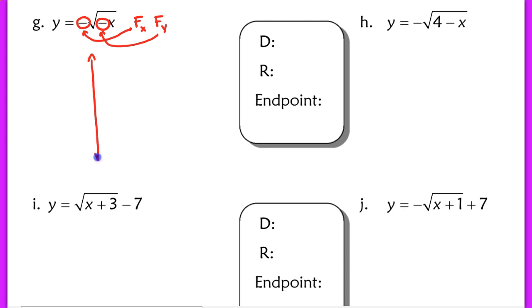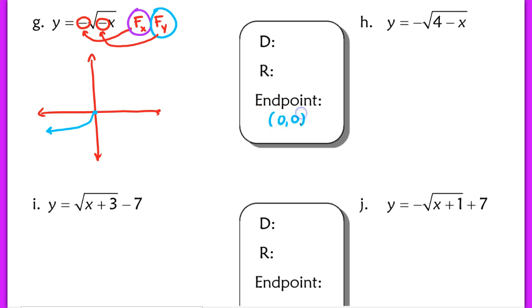So let's say we started with our mother function, which is going to open up and to the right. Well, we want to reflect that. Let's do this first one here in purple. We want to reflect that over the x-axis, so that's going to look like this now. And then finally, we want to reflect the function over the y-axis, so now it's going to open down and to the left.